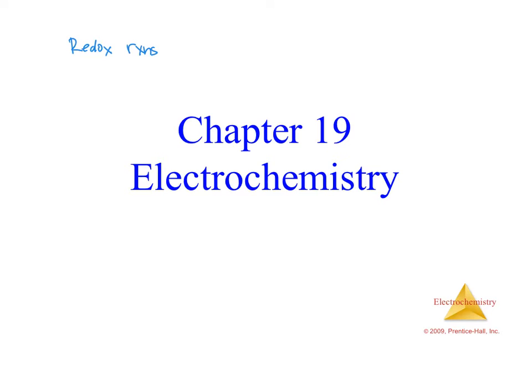In a redox reaction, electrons are transferred. And there's a few definitions we need to memorize. Oxidation stands for losing electrons, and reduction is gaining electrons.